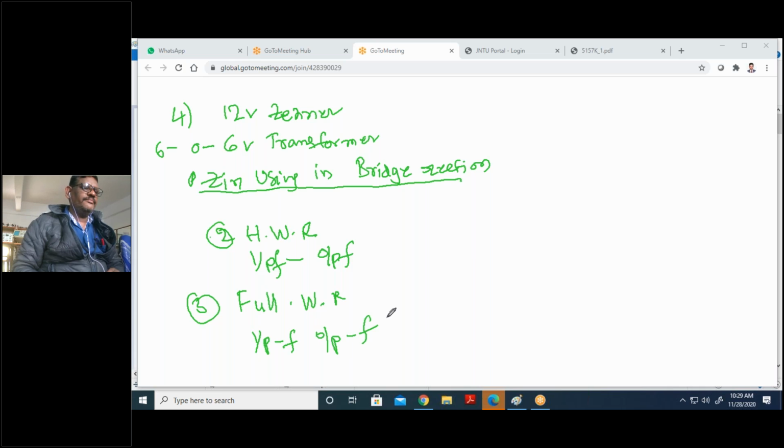Zener diode in reverse bias acts as a regulator, sir. I am not asking about regulator, rectifier. Rectifier, sorry. It acts as a rectifier? Yes, sir. How? In reverse bias, sir. Explanation is important. Okay, you are right. Zener diode in this condition, it acts as a rectifier. How to?